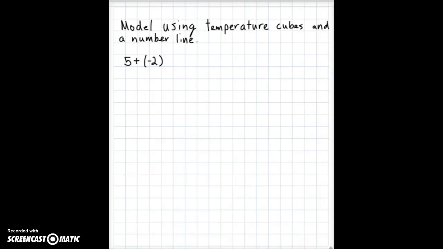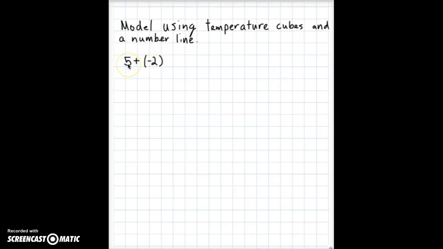Hello, this video is about using two different types of models, temperature cubes and a number line, to show diagrams or models of addition and subtraction of positive and negative numbers, or integers, whole numbers in this case. The first problem that we have is 5 plus negative 2.